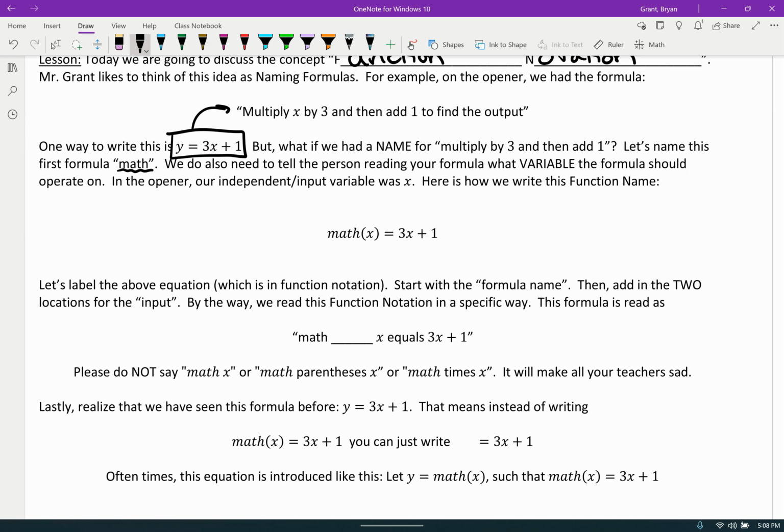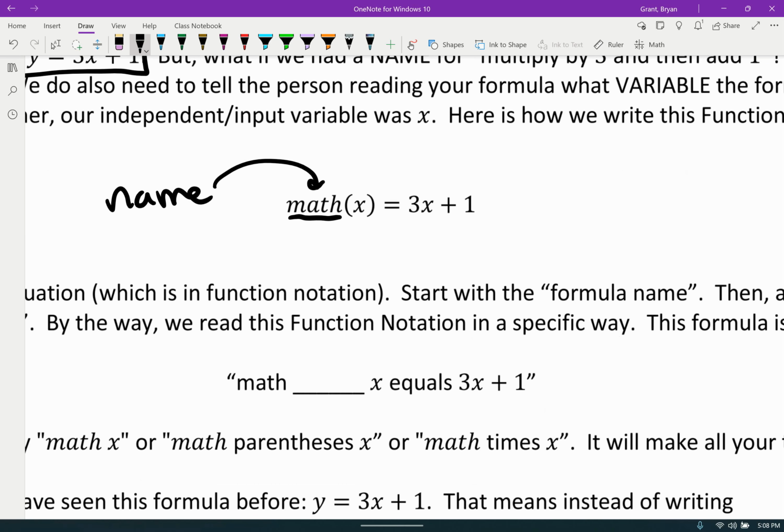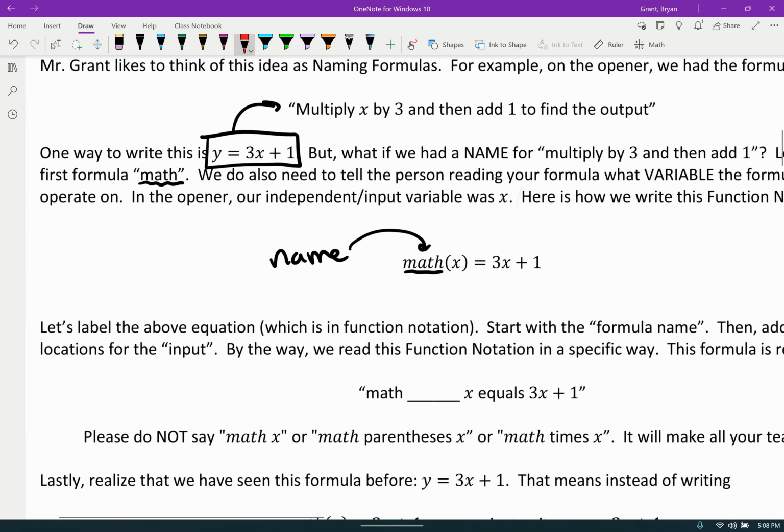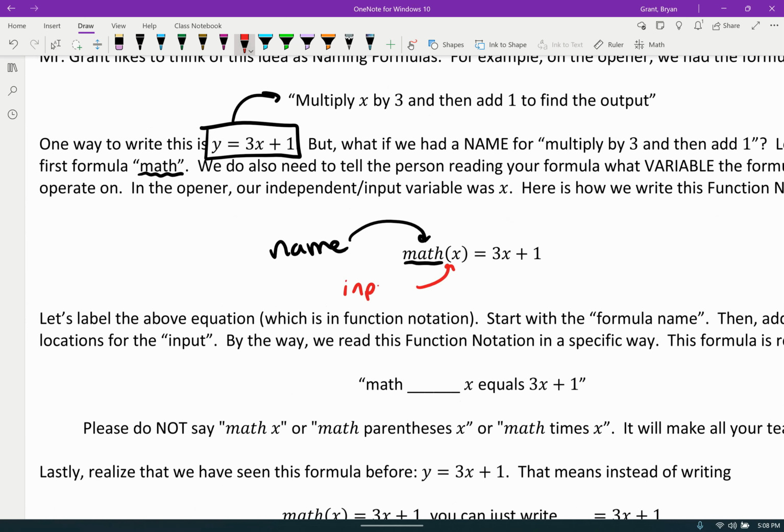Math and math. So the first thing we need to do is start with the name of the function. So this math right here, this is the name of my function. And then directly after that, we need to tell the person reading your formula what variable we are using for the input in our function. And the input we saw up above was the x value. So we have math of x. So we're saying we have a formula called math. We're going to input numbers into the x variable, and it will give us an answer.